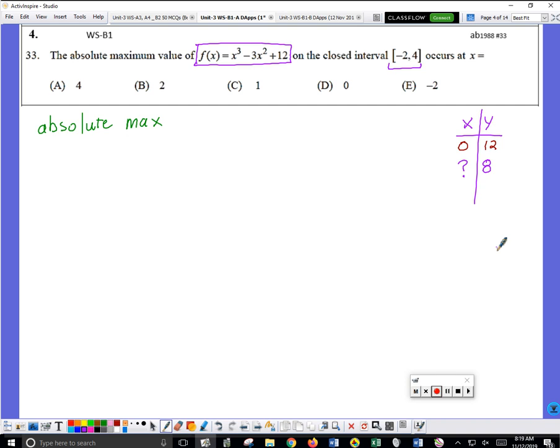Questions on what absolute max means? Now on the AP test, they will not always use the word absolute. They will often simply say find the max. Or they'll say find the greatest value. Something like that. The wording will change. You have to read what they say and figure out that what you're looking for is the biggest y coordinate. Question?